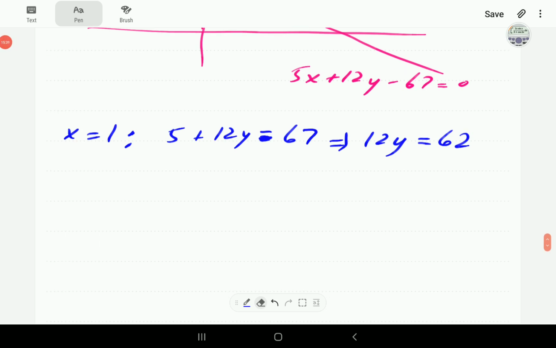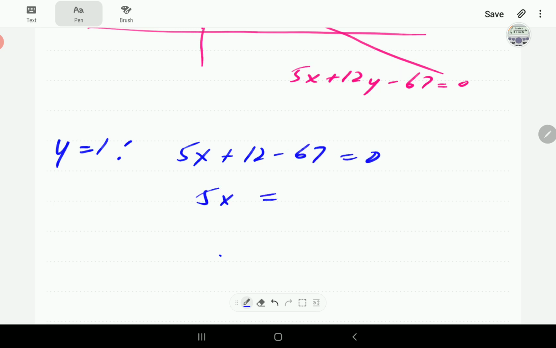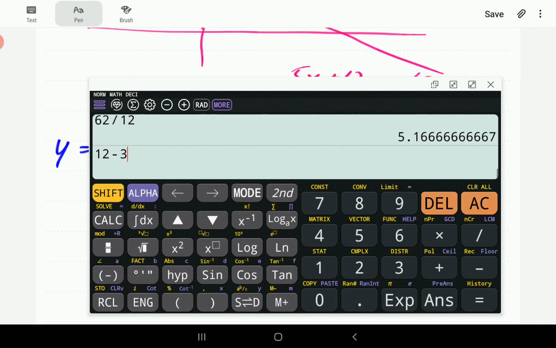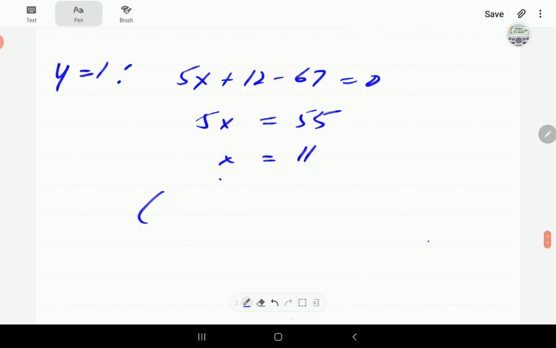We want, just for demonstration purposes, integer values. So let's rather try y is 1 and see how that works out. Y is 1. It's going to be 5x plus 12 minus 67, 67 not 37, is minus 55. So it's looking much better. So it's going to be 55 this side. So x is going to be 11. So that means one of the points on the straight line is 11, 1, and the position vector for this is 11, 1, like this.